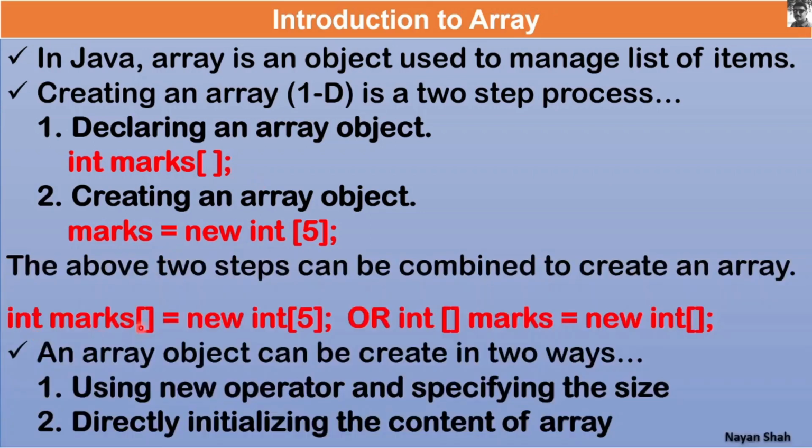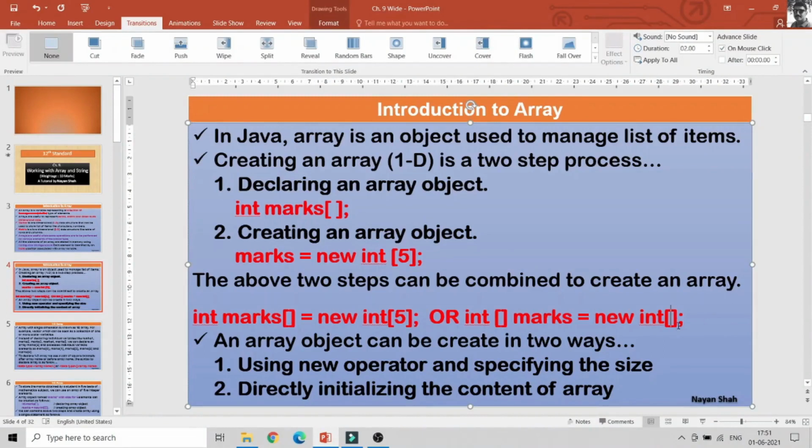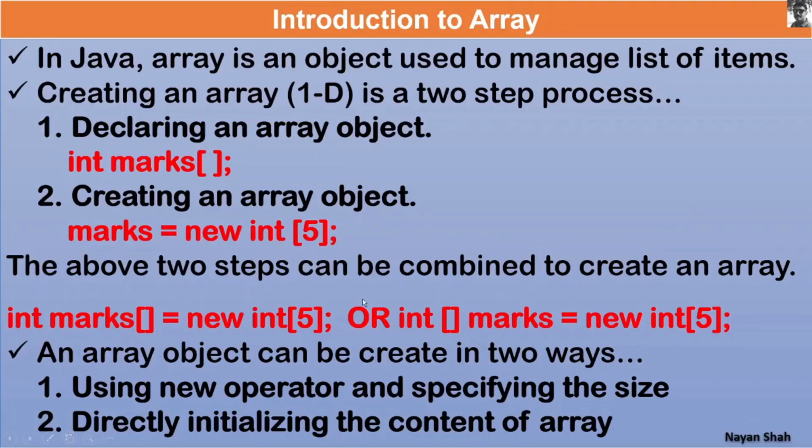Similarly here also we can combine: int marks is equal to new int 5, or you can write int square bracket marks is equal to new int square bracket. But here the 5 has to be written, because the size we are mentioning is 5. So int marks is equal to new int 5, or we write int square bracket marks is equal to new int. So the only difference is the placement of this square bracket.